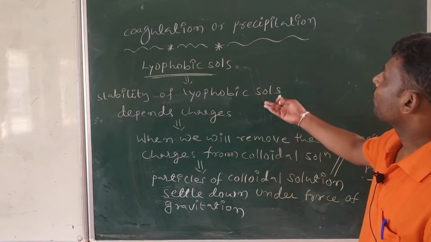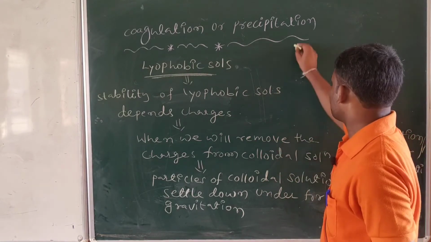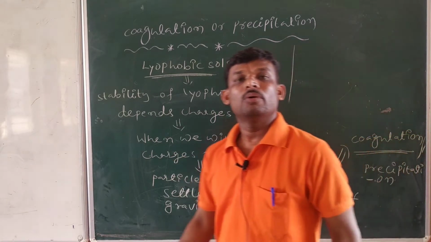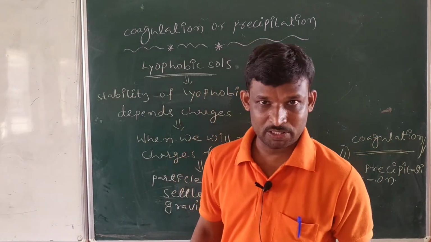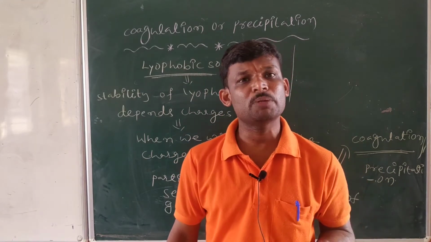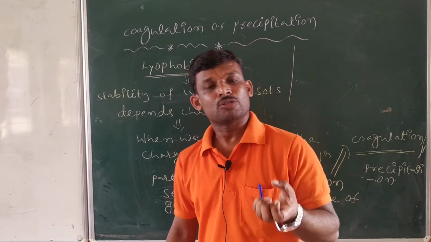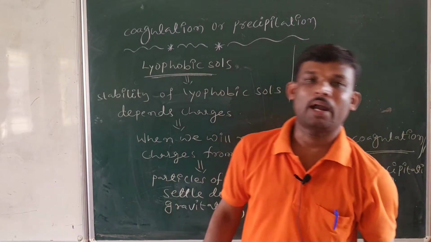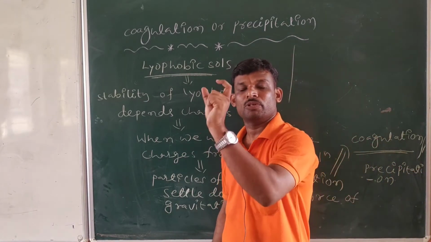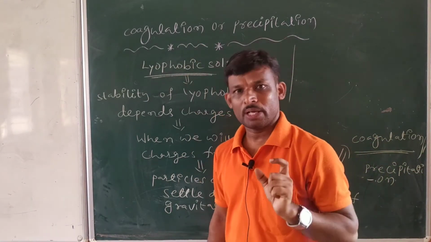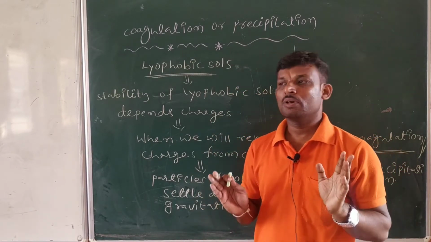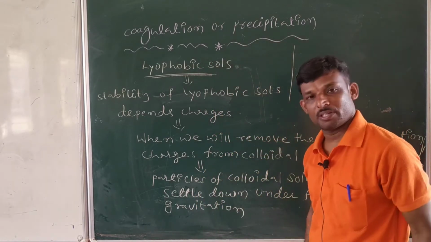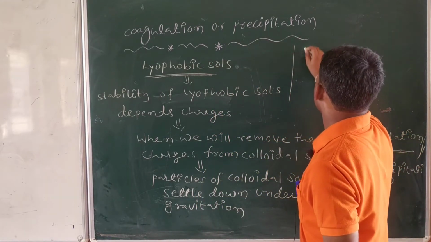To coagulate the lyophobic sol, different ways are there. The first one we know. In electrophoresis, the movement of charged particles, or colloidal particles, takes place. Negatively charged particles move towards the positive electrode, and positive particles move towards the negative electrode. Then deposition takes place, and deposition means precipitation.